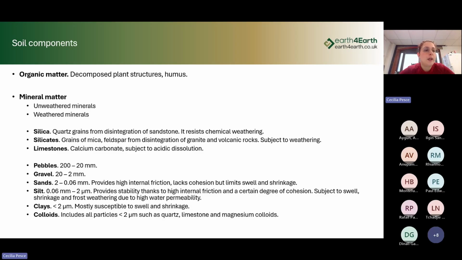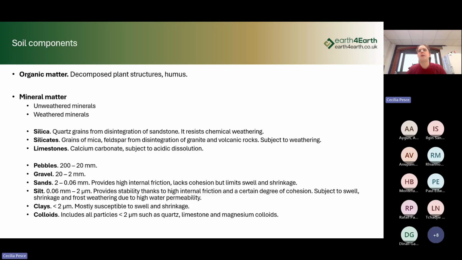And then we have a series of soil components. As we've seen before, we have organic matter, especially at the surface. We have a range of minerals that can be unweathered or weathered, and these minerals are mainly silica. These are the quartz grains that are produced from the disintegration of sandstone. And this quartz resists chemical weathering.